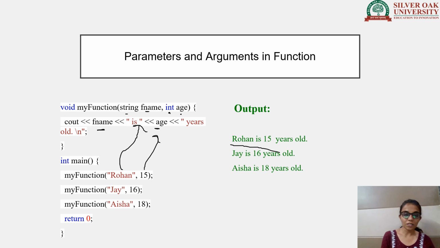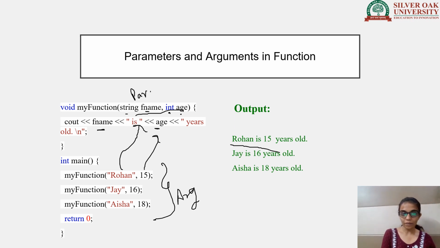Similarly, Jay and 16, so Jay is 16 years old. Aisha is 18 years old. So you can see the difference. This is known as the parameters, and these are different arguments. That is the difference between the parameters and arguments. Hope it is clear with you all.